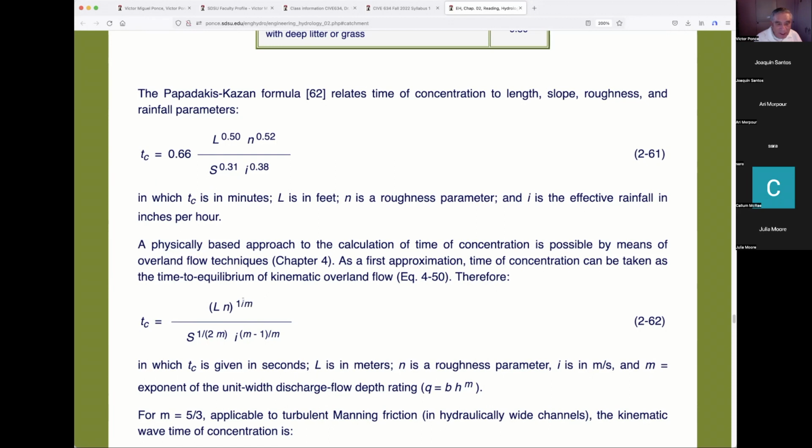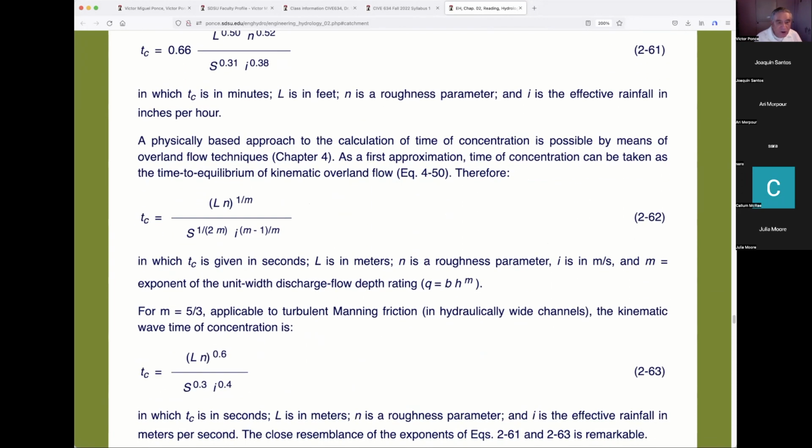5/3 is 3/5, 3/5 is 0.6. So this would be 0.6 for 5/3, while this is 0.52. That's not too far, all things considered. So we believe that this equation may be the best.